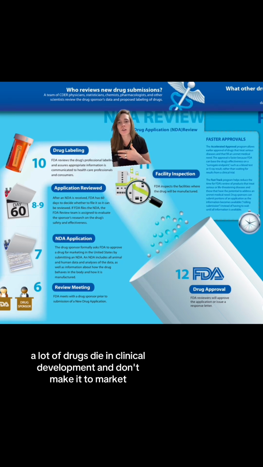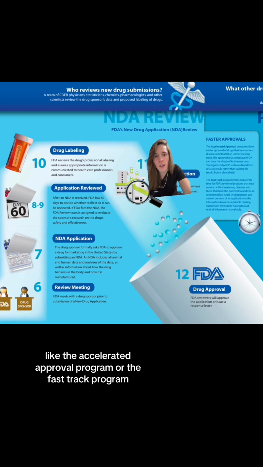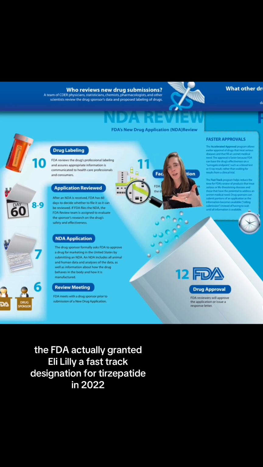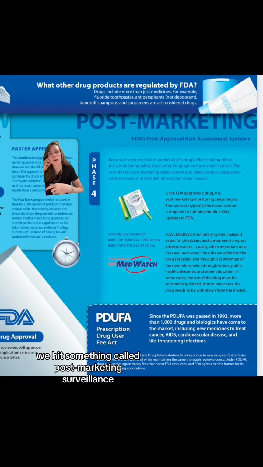I will mention a lot of drugs die in clinical development and don't make it to market. It takes about a decade and even longer to get drugs to market usually. There are a couple ways to get it approved faster, like the Accelerated Approval Program or the Fast Track Program. The FDA actually granted Eli Lilly a Fast Track designation for tirzepatide in 2022. It became Zepbound.